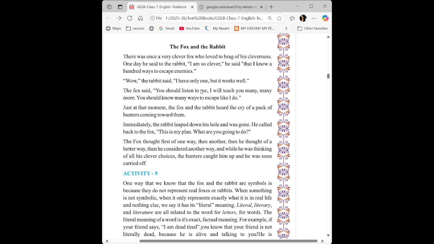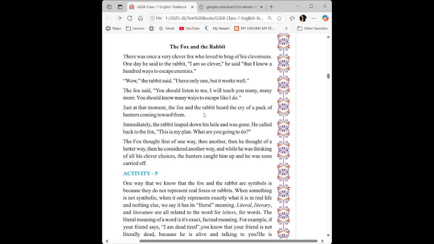But when they were talking about this, just at that moment, the fox and the rabbit heard the cry of a pack of hunters coming towards them. Immediately, the rabbit leaped down his hole and was gone. He called back to the fox, "This is my plan. What are you going to do?" The fox thought first of one way, then another. Then he thought of a better way. Then he considered another way, and while he was thinking of all his clever choices, the hunters caught him up, and he was soon carried off.